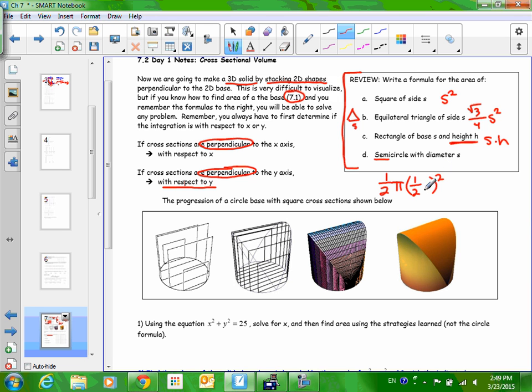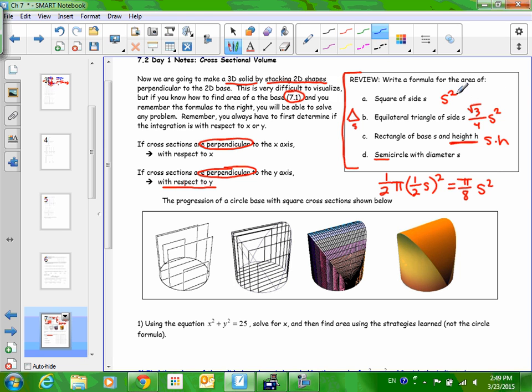Half of it, yeah. Okay, so this is kind of strange, so let's clean it up. A half times pi times a half squared. What's a half squared? A quarter, and then times another half would be an eighth. So we could say an 1/8 pi, or pi over 8, s squared.